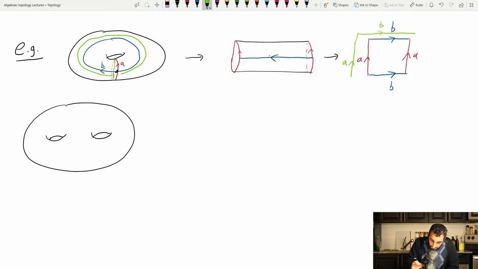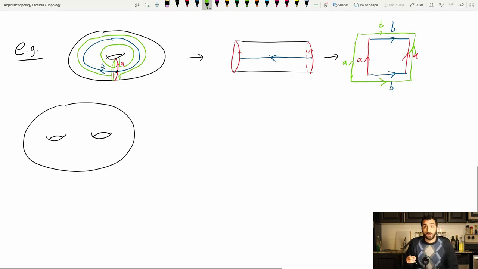So that's B. And then I'm going to go along the loop A, but I'm going around it backwards. So I'm moving this way, but I'm opposing the direction of A. And so I put the arrow going the other way. And then finally, I come along and I do B. But of course, again, I'm mismatched with the orientation. So the arrow goes the other way. It's sort of B inverse here. Now let's do this on the genus 2 surface.